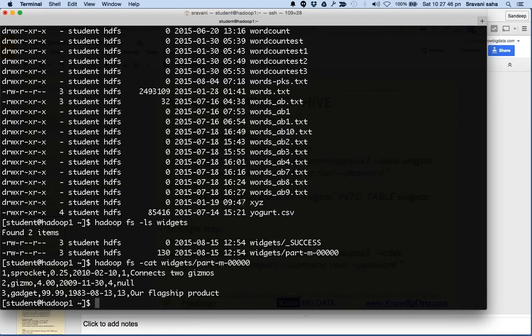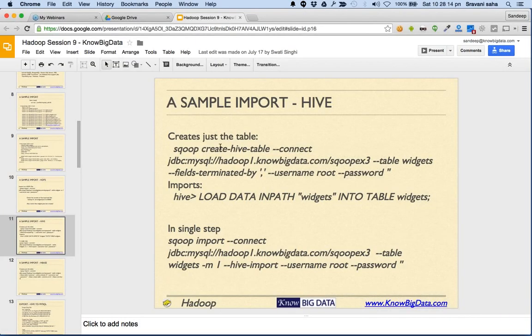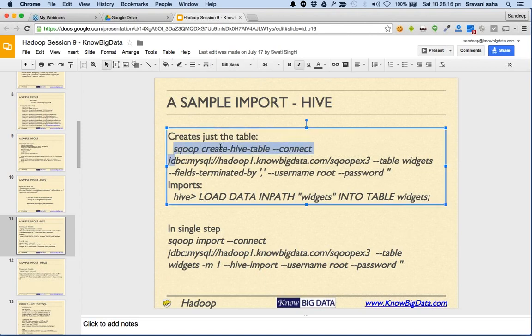But if we are importing our data from MySQL to hive, then this definition has to be identical to what is there in MySQL, right? Because we have to create the data types, number of columns, and so on. Therefore instead of doing it manually, Scoop provides you a way to do it by a command called create hive table.